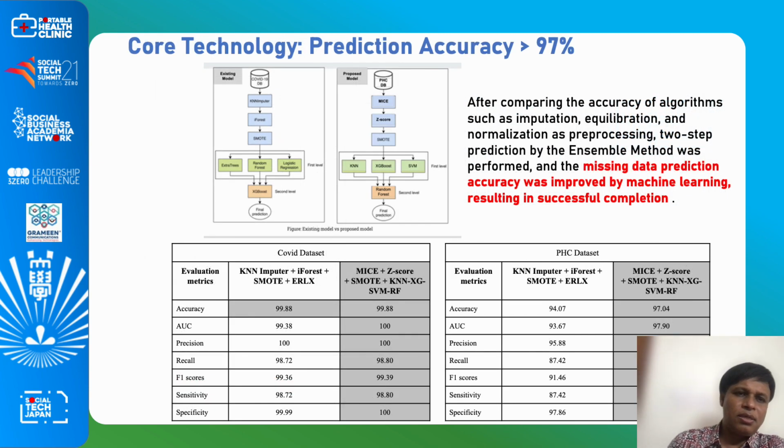We did a lot of trials and found out what technology is good. There are many machine learning algorithms. We found out what combination will give you a better solution. So we found that the prediction accuracy is almost 97%, which is the highest in this category.